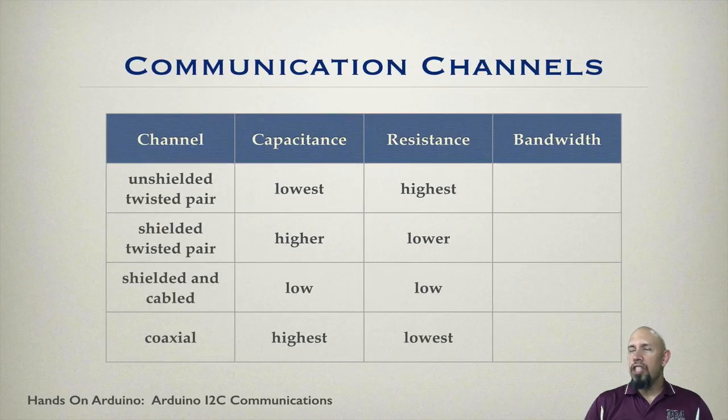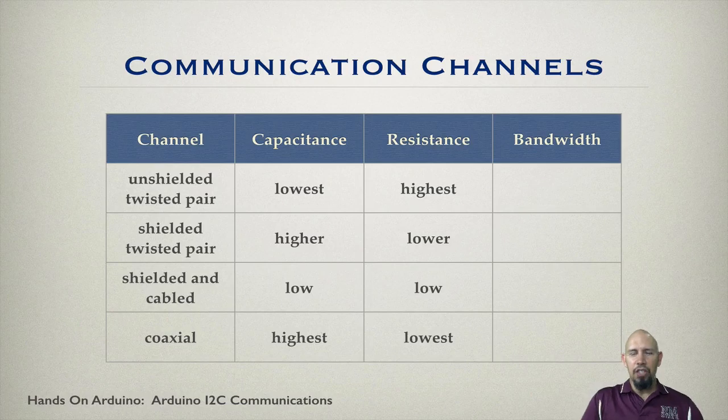In terms of communication channels, when you communicate serially, you need some kind of connection, so a two-wire connection is a good way. Here are some ways of actually making those connections. We can use an unshielded twisted pair, a shielded twisted pair, shielded cable that is not twisted, or a coaxial cable. Based on these, you may have various amounts of resistance and capacitance, which ultimately affect the bandwidth that you can use. But for our purposes, any of these would work.